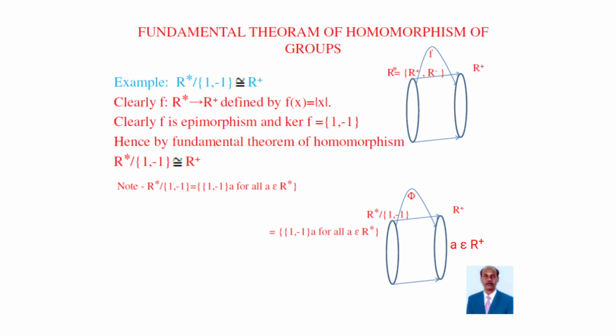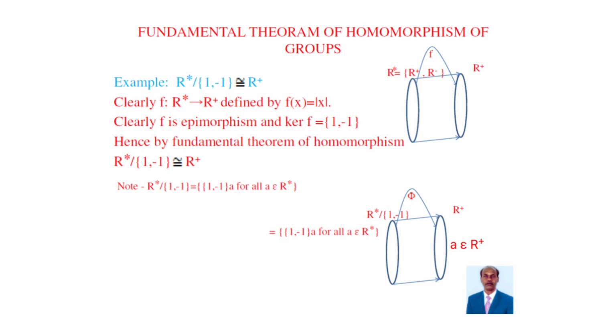Then we can say that the quotient group of R star modulo the group {1, -1} is isomorphic to R plus. According to the fundamental theorem of homomorphism, here the function f is an epimorphism and the kernel of f is equal to {1, -1}, so we can easily say that both groups are isomorphic. Here we can take another picture.